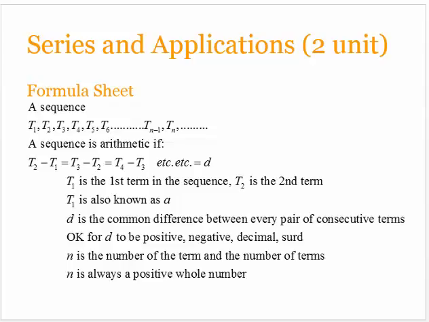D is the common difference. D can be positive, negative, decimal, or surd, or pretty much anything else. N is the number of terms, and that has to be positive. We can't have -3 terms. Okay, so that's the start of your formula sheet. Pause the recording, write that down somewhere, keep it and keep adding to it as we go through this topic.